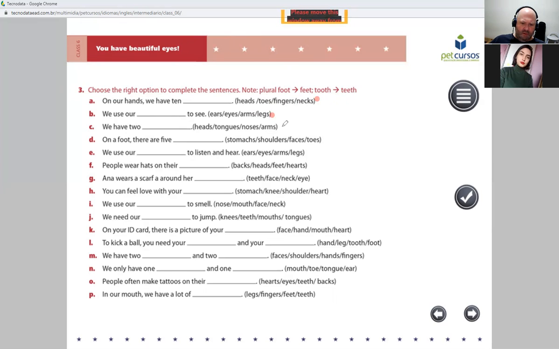Okay. On a foot, there are 5 toes. Toes, yes. We use our ears to listen her. To listen and hear. Hear. Hear, yeah, listen and hear.